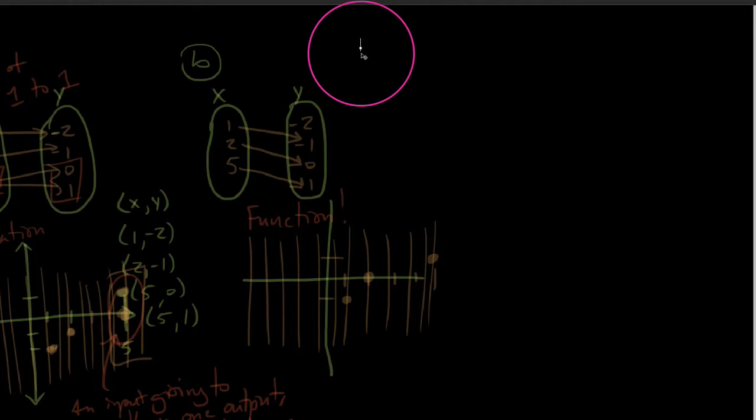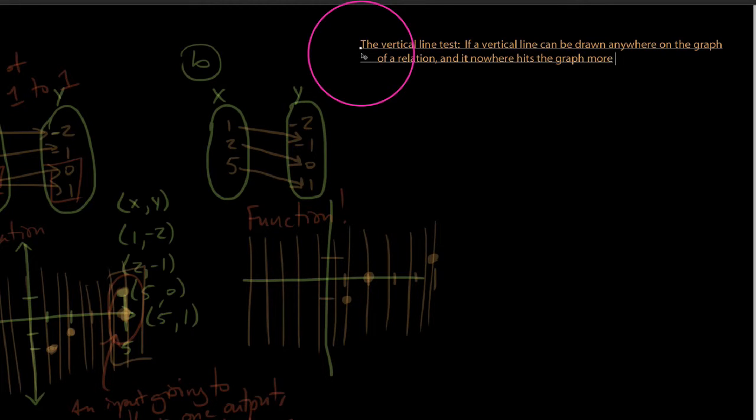So in words, if we were to put this in words, let's go ahead and do that. We say the vertical line test basically says this: if a vertical line can be drawn anywhere on the graph of a relation or a function, we say on a graph of a relation, and it nowhere hits the graph more than one time, then it is a function.